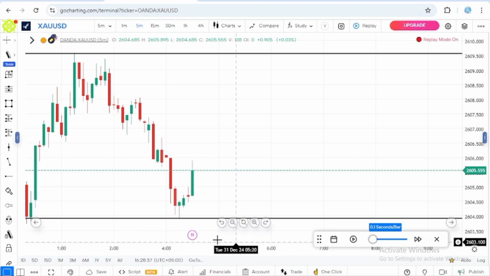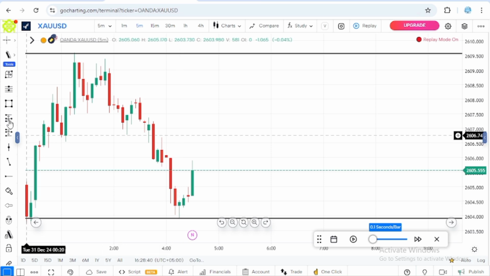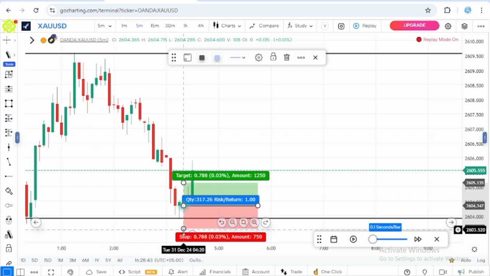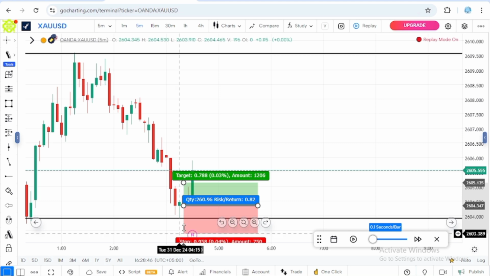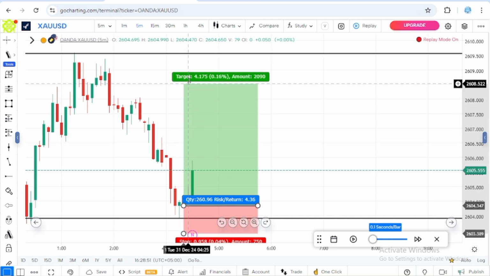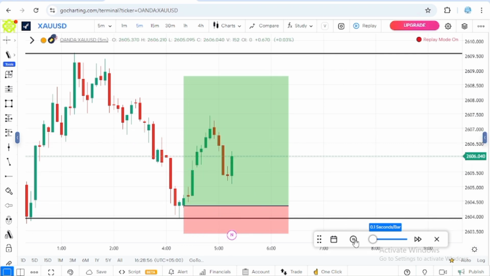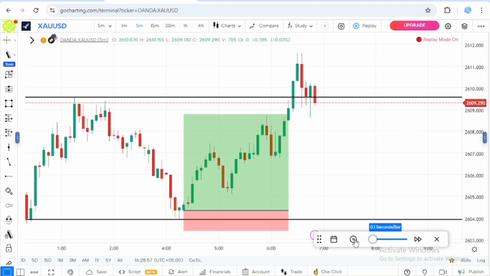In this case, the price reached the low of the inside bar and formed a hammer candle. This is our entry signal, so we take the trade with a target of a 1-2 risk to reward ratio. As you can see, the trade hit our take profit level perfectly.